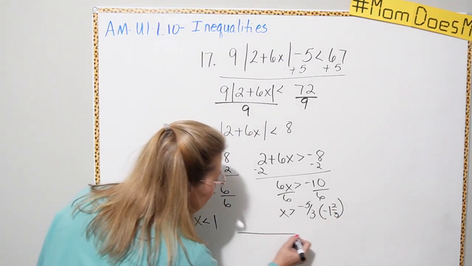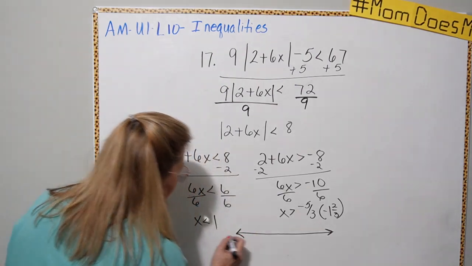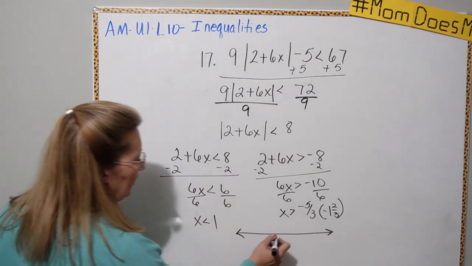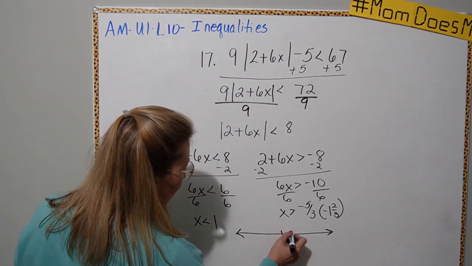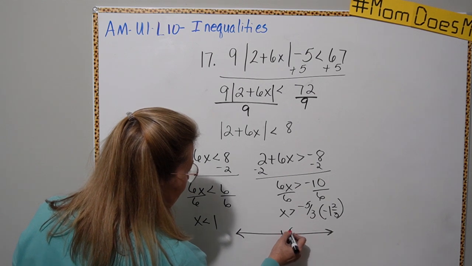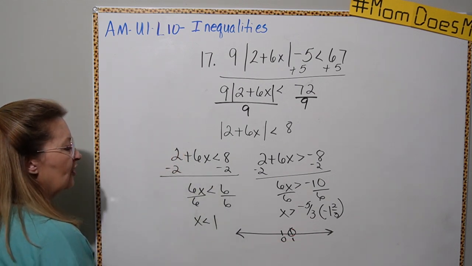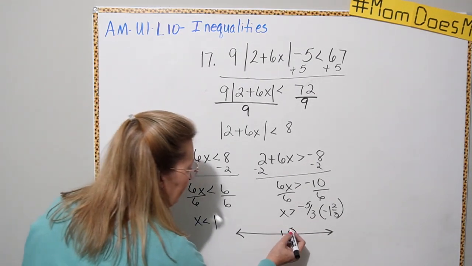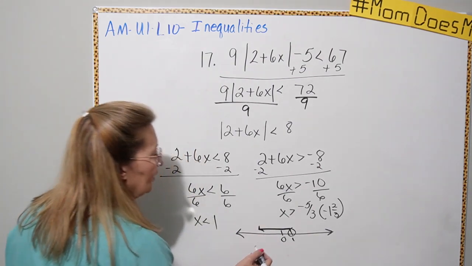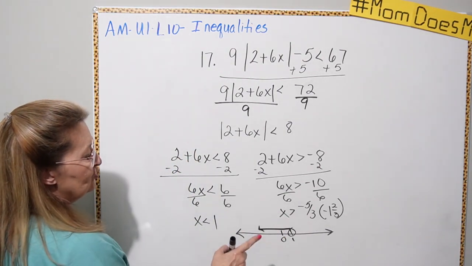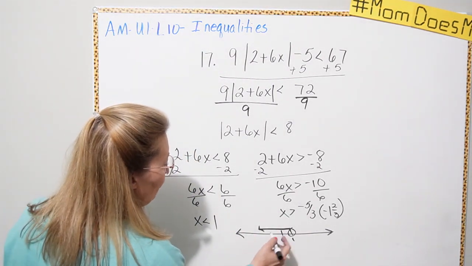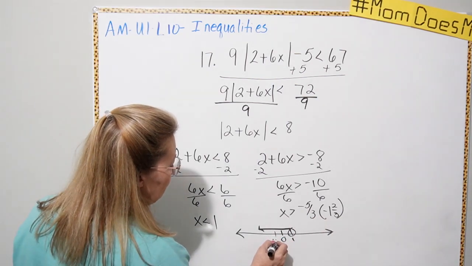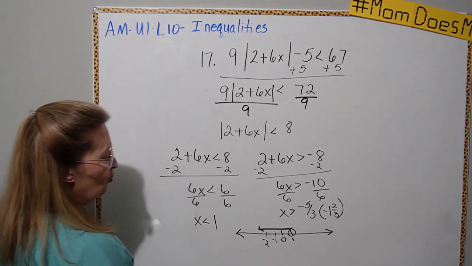So my next step is to graph this. Now, x is less than 1, and these are going to be open dots. So there's your 1. Where are the numbers that are less than 1? They go in this direction. All right, next I have x is greater than negative 5/3. Well, where is 5/3? It's just going to be in between negative 1 and negative 2.